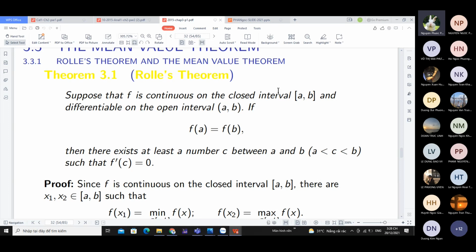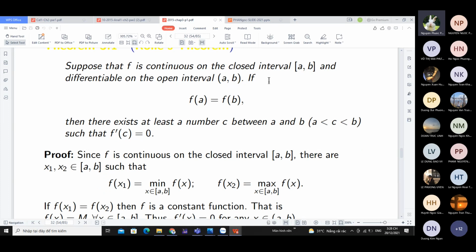Now we discuss a little bit about the proof of this theorem. You will see the proof of this theorem is very, very interesting. Let me show you how to prove it. Keep in mind that we have three assumptions. The first one is that f is continuous on the closed interval AB, and that's why the function f attains its maximum value and minimum value on the closed interval AB.